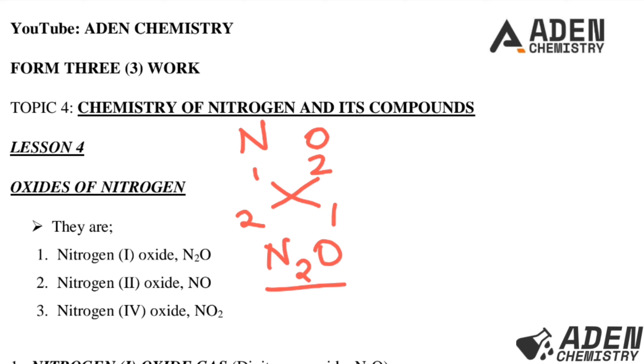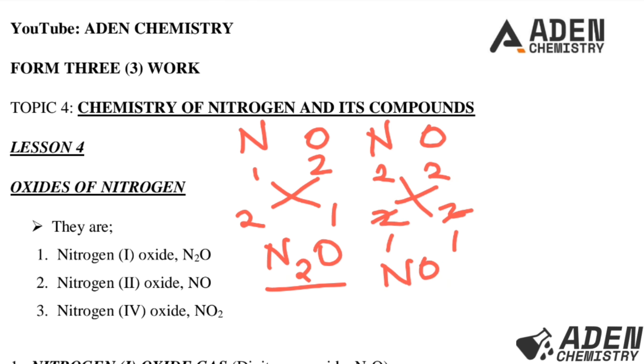So the other name of nitrogen 1 oxide is dinitrogen oxide. So we have 2 atoms of nitrogen and 1 atom of oxygen. So we can say dinitrogen oxide. So number 2, we have nitrogen 2 oxide gas. That means the valence of nitrogen in nitrogen 2 oxide is 2 and the valence of oxygen is 2. So when we interchange the valency and we divide the common factor, what we are going to get is NO. So this is the chemical formula for nitrogen 2 oxide. So the other name of nitrogen 2 oxide will be nitrogen monoxide.